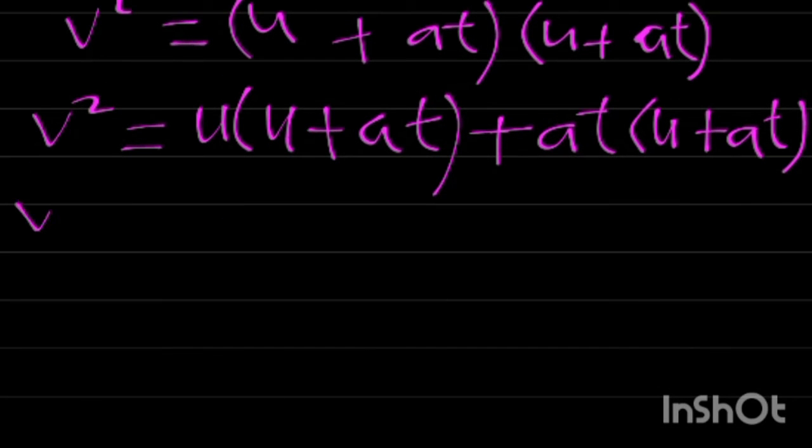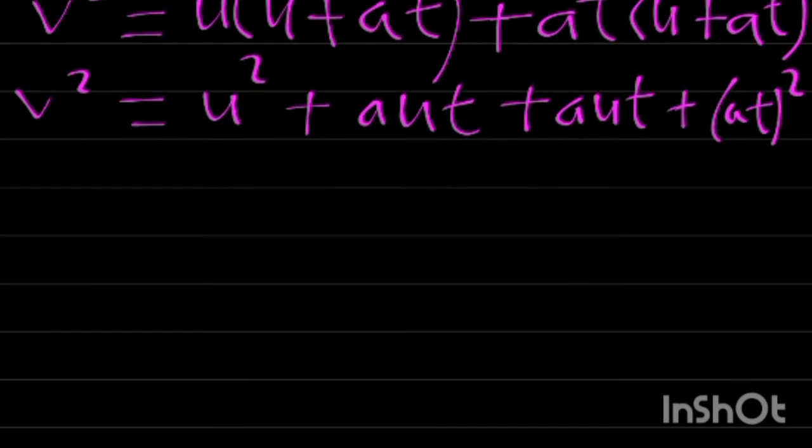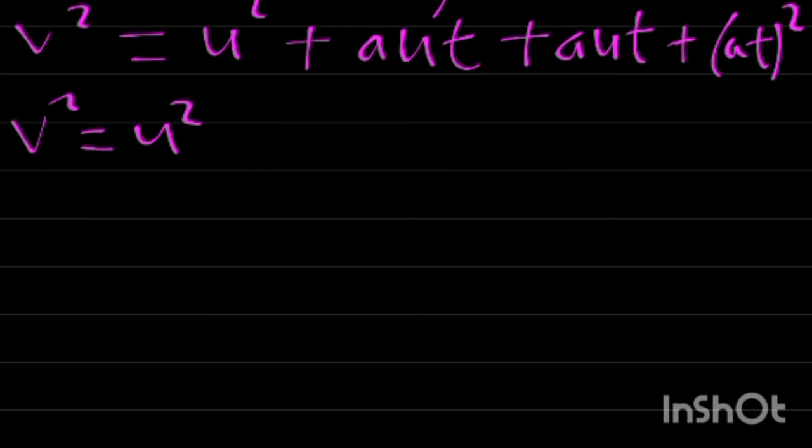Okay, let's continue with our expansion. U times U is actually U squared, plus AUT, plus AUT, and plus A squared T squared. Let's continue. So we have V squared is equal to U squared, AUT plus AUT is actually 2AUT, then plus A squared T squared.